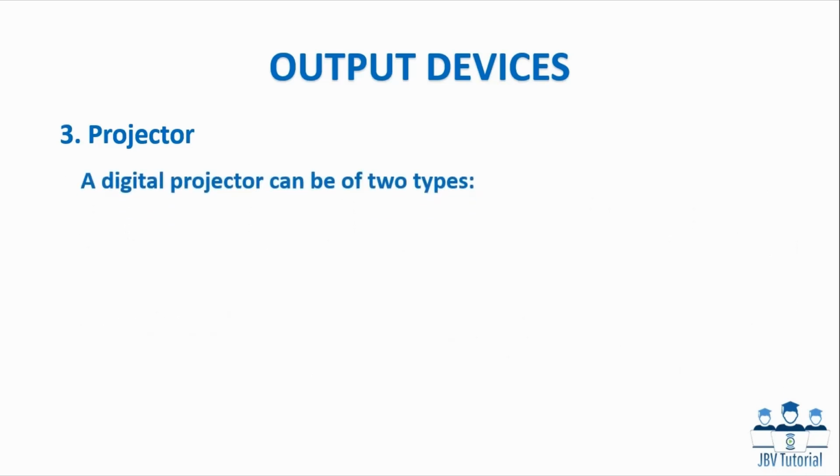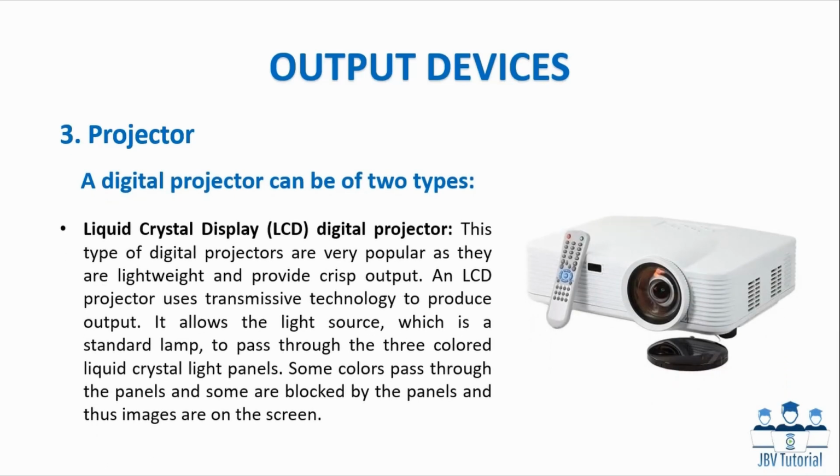A digital projector can be of 2 types. Liquid crystal display, LCD, digital projector. This type of digital projector is very popular as it is lightweight and provides crisp output. An LCD projector uses transmissive technology to produce output. It allows the light source, which is a standard lamp, to pass through the 3 colored liquid crystal light panels. Some colors pass through the panels and some are blocked by the panels, and thus images are formed on the screen.